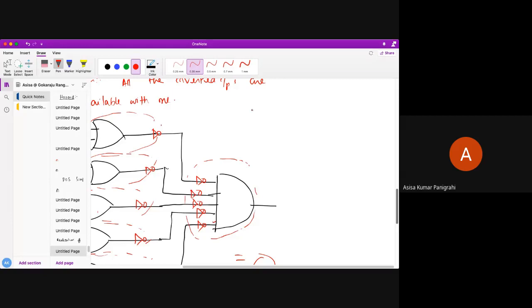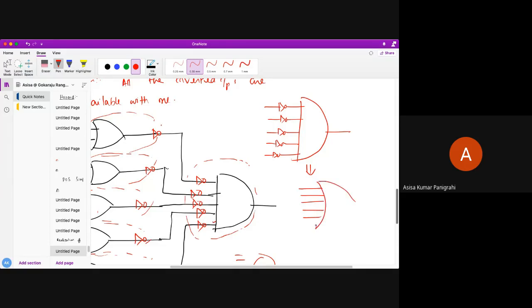Okay, this is nothing else, an inverted input AND gate. We know that this is my inverted input, this is my inverted input, this is my inverted input. An inverted input AND gate will also give me a NOR gate. Okay, how can we see this using De Morgan's law?